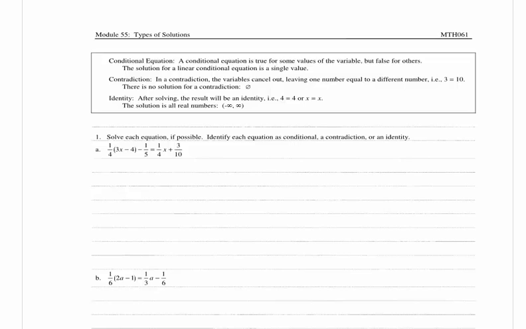In A, we have 1/4 times 3x minus 4 minus 1/5 is equal to 1/4 x plus 3/10. So the first thing I'm going to do is find our least common denominator and multiply both sides of the equation by that least common denominator. We have denominators of 4, 5, and 10, and my least common denominator is going to be 20. So I'm going to multiply both sides of our equation by 20.